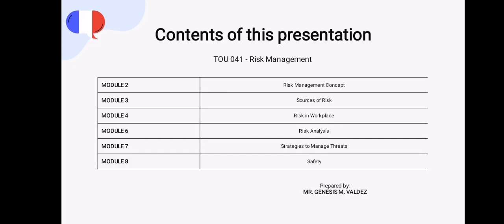Okay, for the contents of this presentation, of course, we'll be tackling your modules 2 to 8. So, ang module 1 natin is about orientation or an overview. So, for module 2, we have the risk management concept. Module 3, sources of risk. Module 4, risk and workplace. Module 6, risk analysis. Module 7, strategies to manage threats. Module 8 is about safety. I hope you guys are ready.